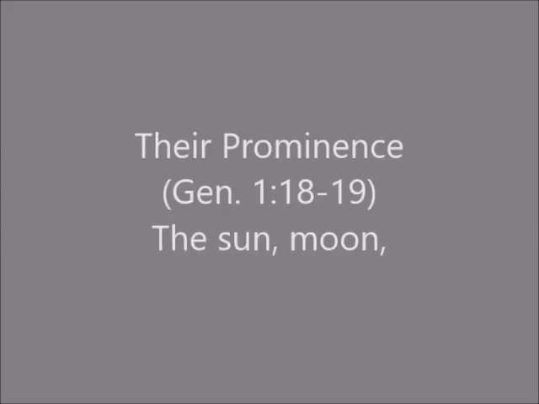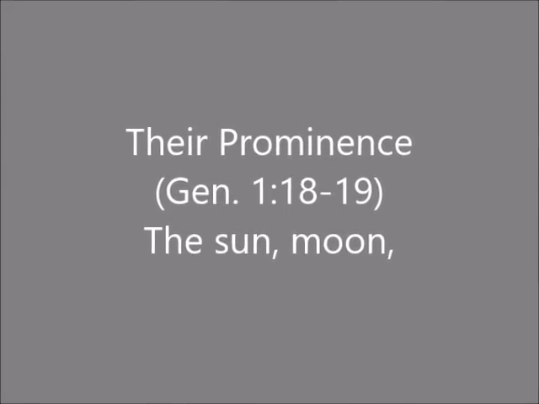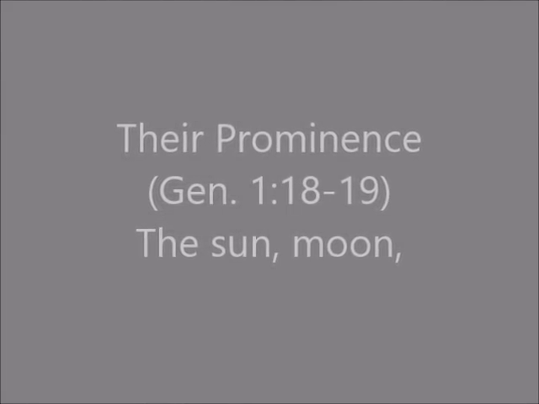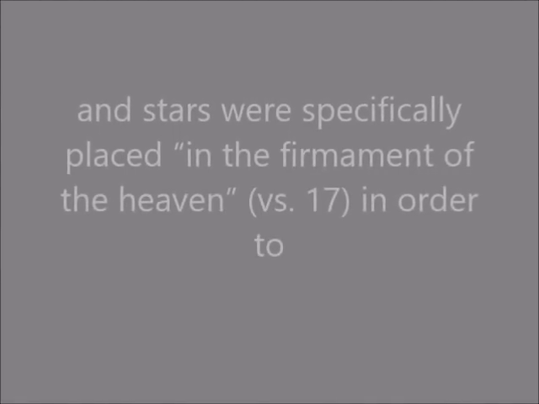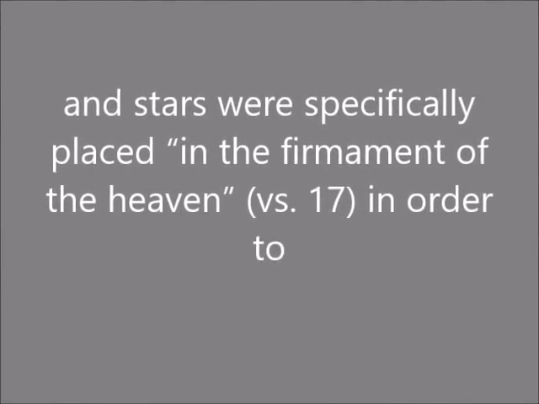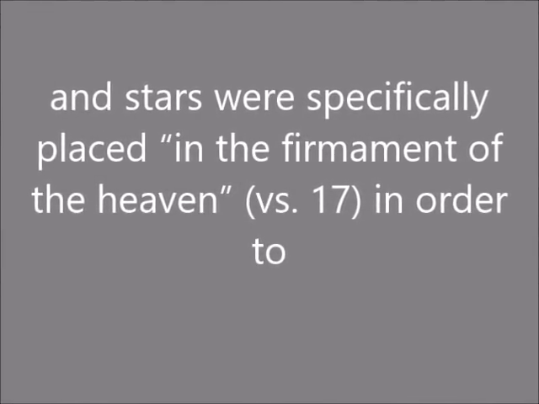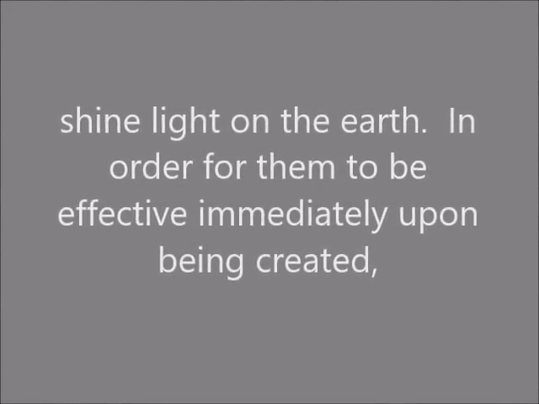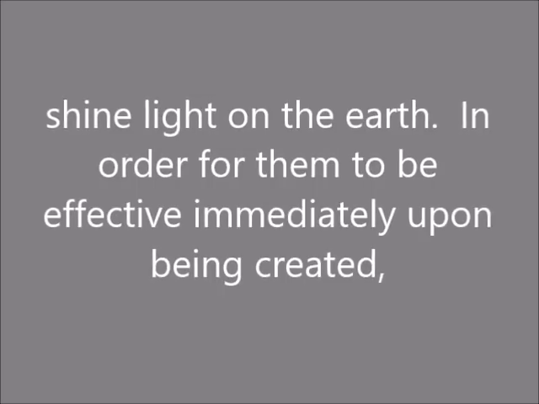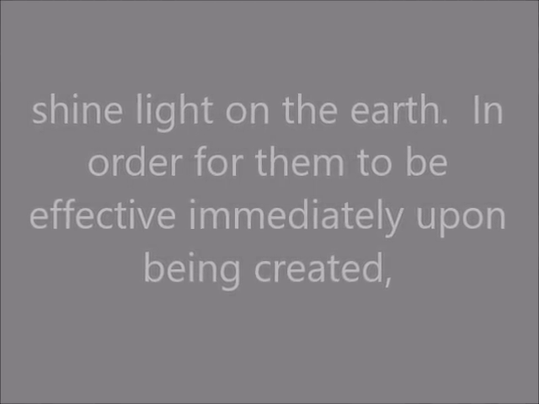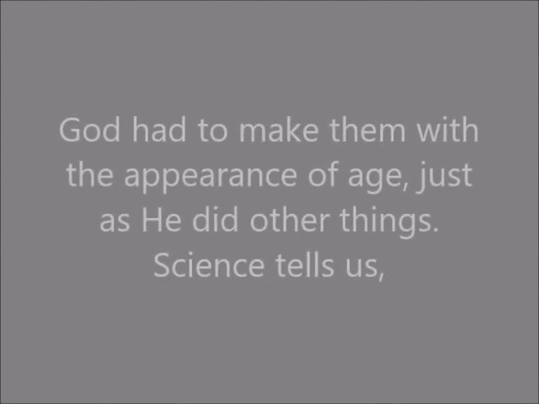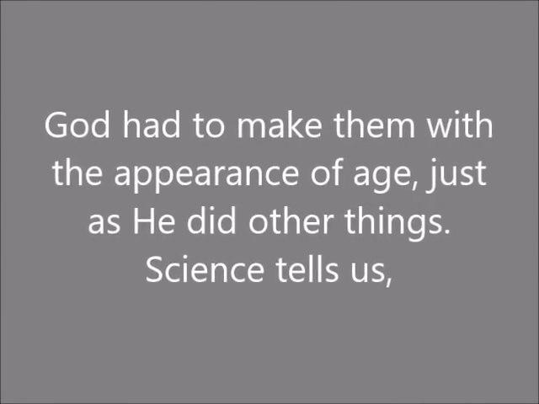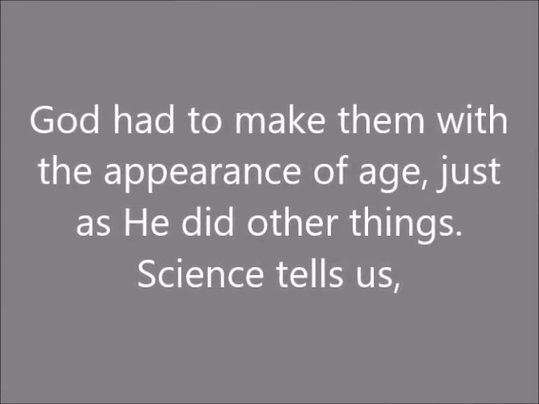Their prominence, Genesis 1:18 through 19. The sun, moon, and stars were specifically placed in the firmament of the heaven, verse 17, in order to shine light on the earth. In order for them to be effective immediately upon being created, God had to make them with the appearance of age, just as he did other things.